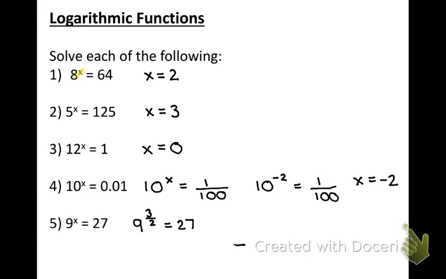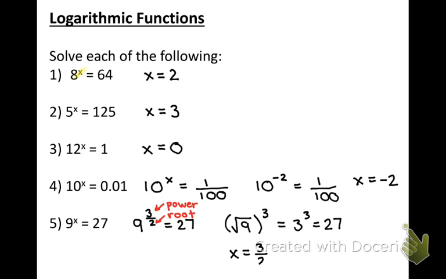So when you have a fractional exponent like that, your numerator tells you your power, and your denominator tells you your root. So this means that we're going to take the square root of 9 and then we're going to cube it. The square root of 9 would be 3, and 3 cubed is 27. So that's a little quick side lesson on fractional exponents if that's not fresh in your brain. So the answer here to solve this equation would be that x equals 3 halves.